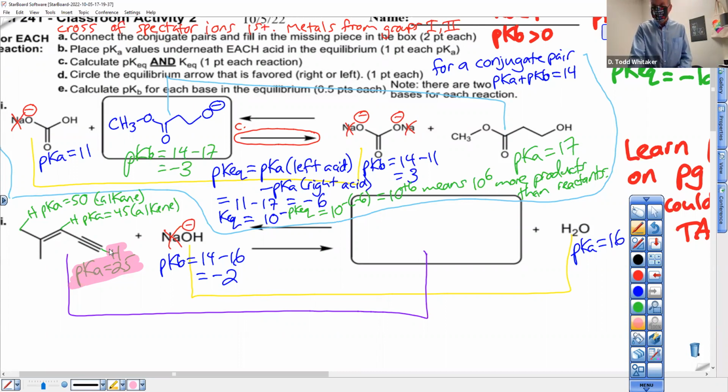Of the 3 numbers, which one is the strongest acid? The 25. What reacts first? Stronger or weaker acid? Stronger acids react first. You must be in this reality, okay? Don't just pick a number because it exists in your molecule. Pick one that's going to react first. And 25 is going to react first. And it's going to give pKeq, right? pKa of the left acid is 25, pKb, sorry, 14 minus 25, negative 11. And what do I draw in the box?